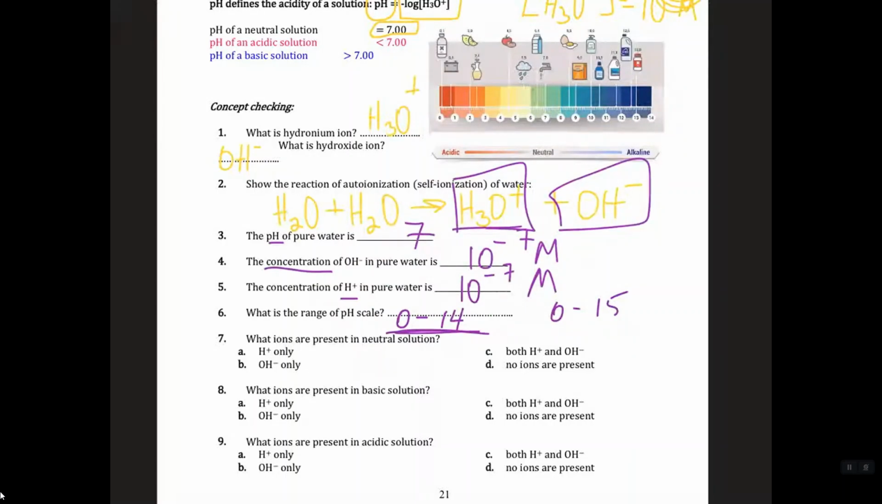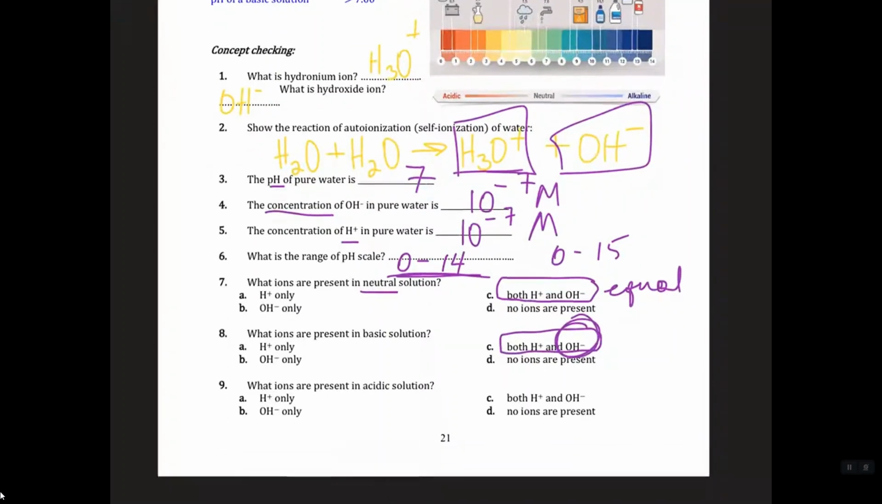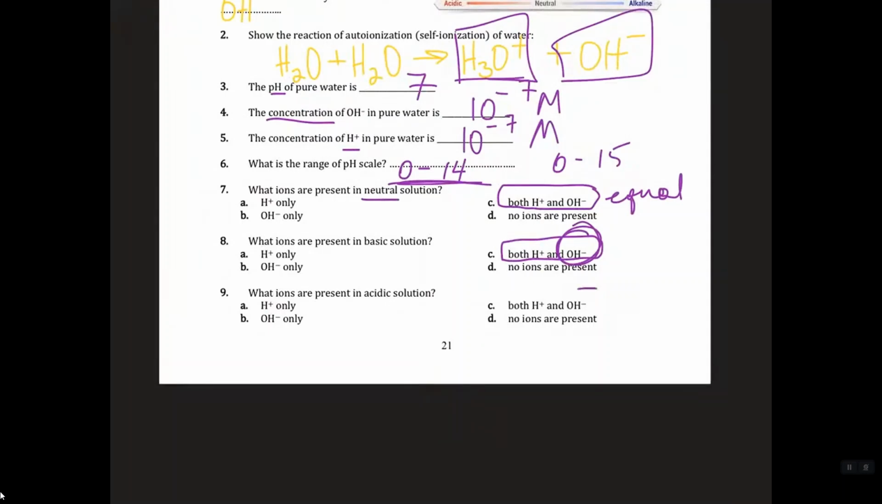Number 7, what ions are present in neutral solution? If it is neutral, then you have both. You have hydrogen ion and hydroxide ion, and they are going to be in equal concentration. That's what makes it neutral. What ions are present in basic solution? Well, you still have both, but you are going to have more hydroxide ions. What ions are present in acidic solution? It's still going to be both, but now you have more hydrogen ions.